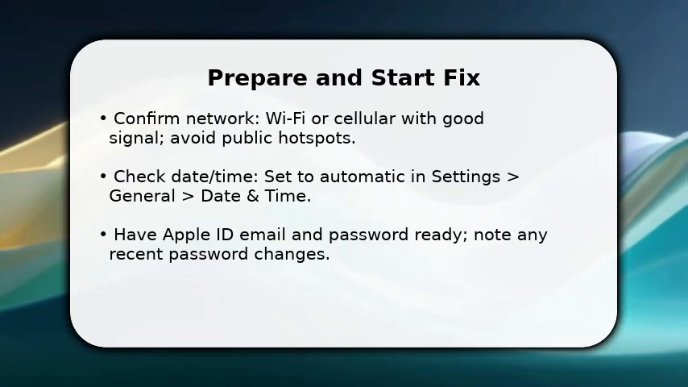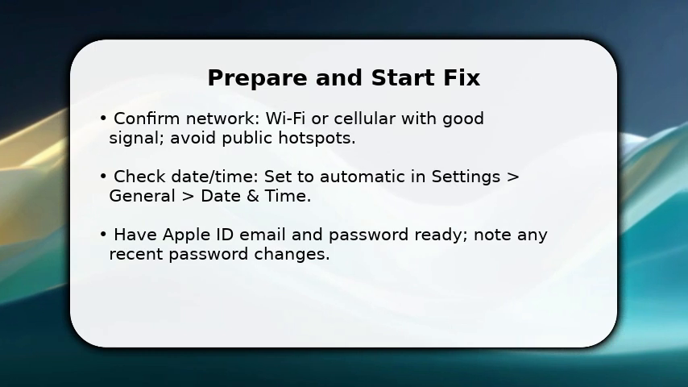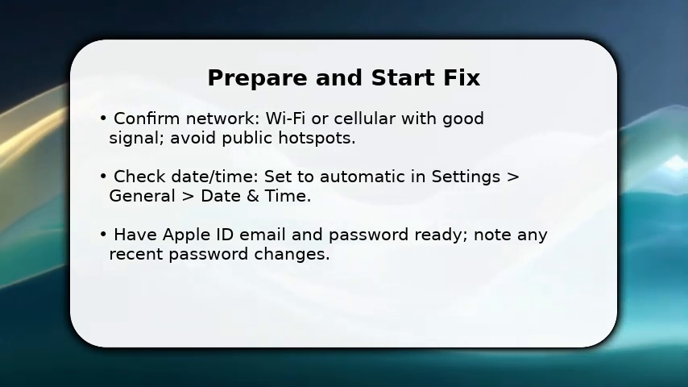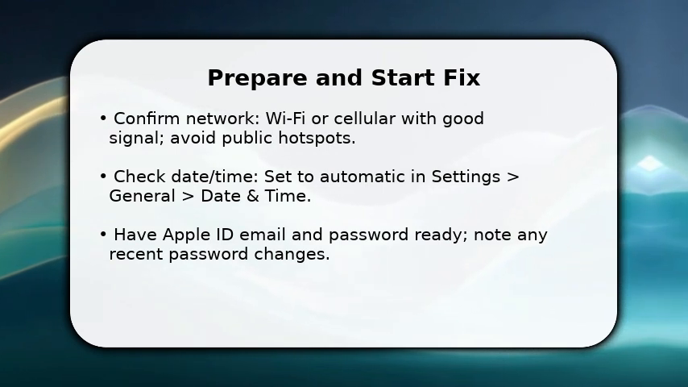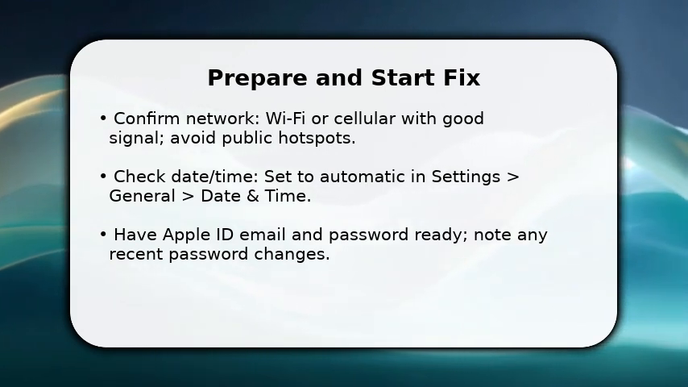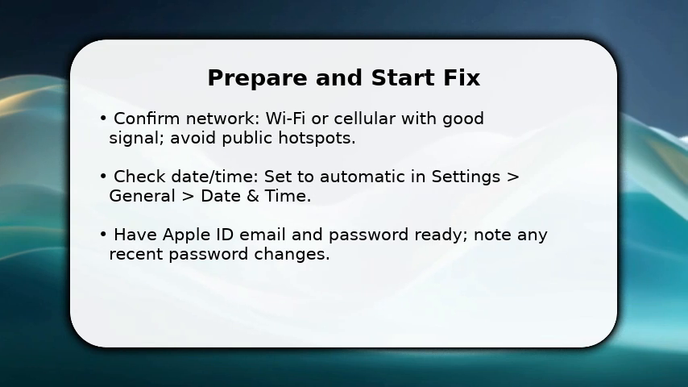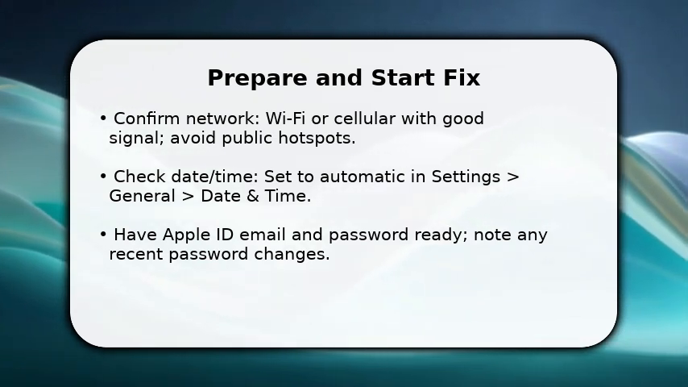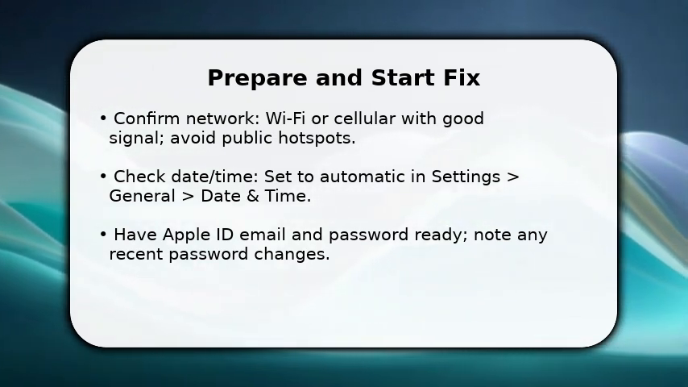You begin by confirming the basics that matter now: network and credentials. Connect to a stable Wi-Fi or reliable cellular signal so activation can reach Apple servers. Make sure date and time is set to automatic. Incorrect time blocks authentication. Once done, open Settings and tap your Apple ID banner.